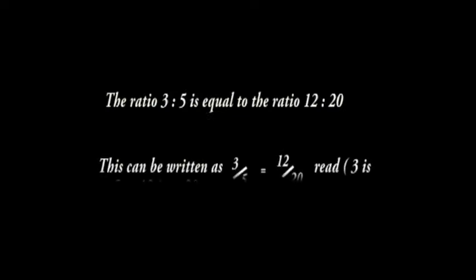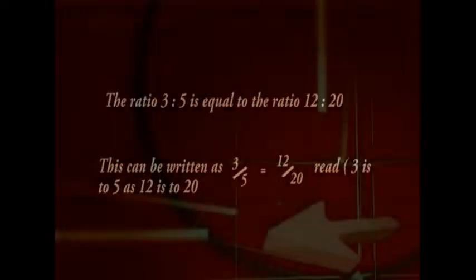Proportions. We have seen what equivalent ratios are. The ratio 3:5 is equal to the ratio 12:20. This can be written as 3/5 is equal to 12/20, read as 3:5 as 12:20. When two ratios are written like that, it is called a proportion.